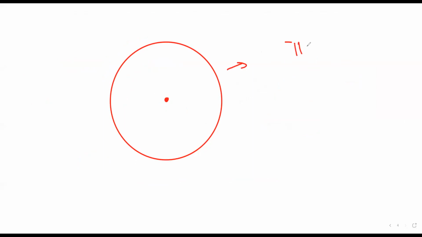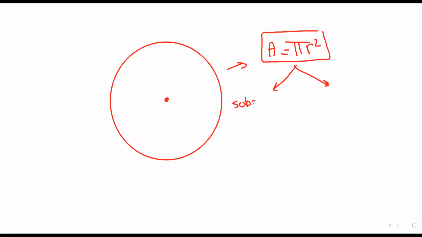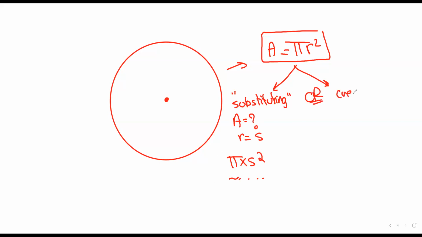We all know that the area of the circle is pi r square. Now this rule is used in 2 different methods. The first method is substituting in it. So the question would say calculate the area if the radius is equal to 5, for instance. In this case, I will just substitute and then do the math. Or I will create an equation with it.